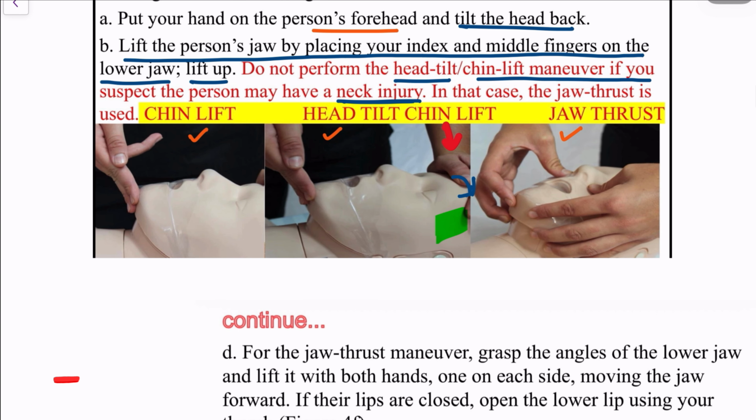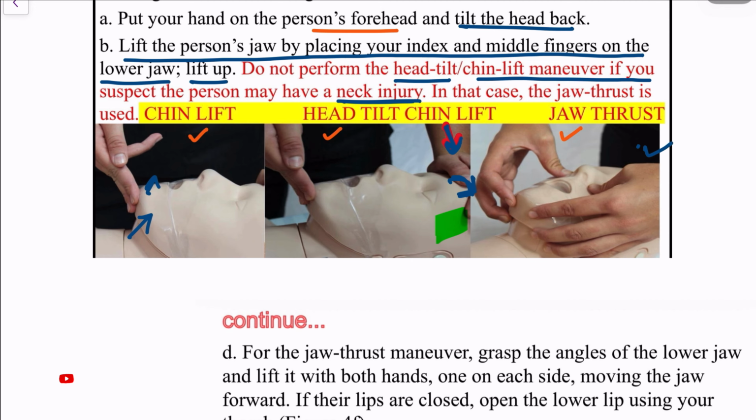So this is the chin lift procedure. How to do a chin lift? You place 2 fingers and you lift up the chin upward. This is the chin lift. And you place the hand over the forehead and you tilt back the head. This is the head tilt.